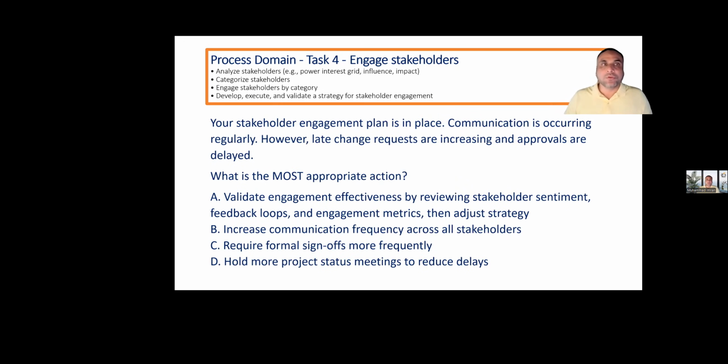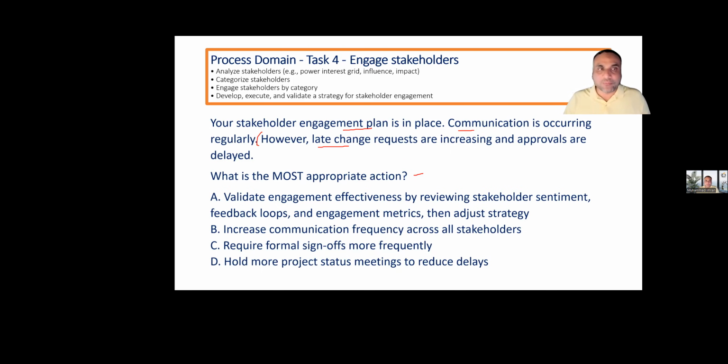Next, your stakeholder engagement plan is in place. Communication is occurring regularly. However, late change requests are increasing and approvals are delayed. The stakeholder plan is there. Communication is happening. However, late change requests are increasing and approvals are delayed. What is the most appropriate action?